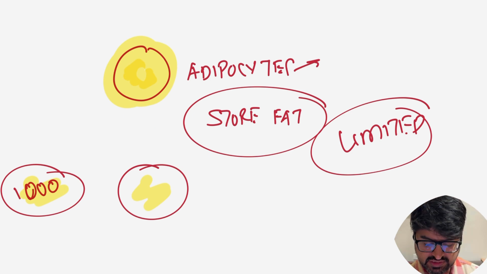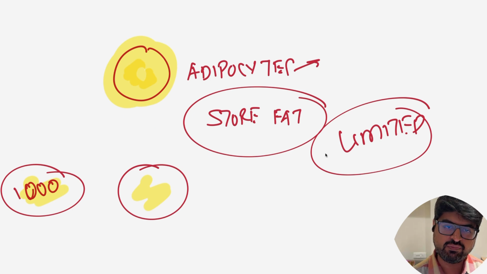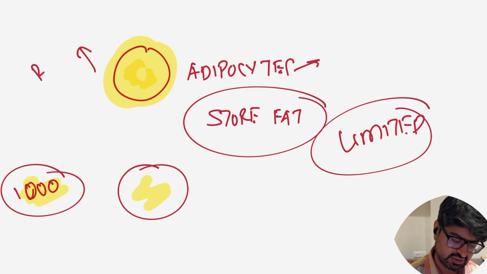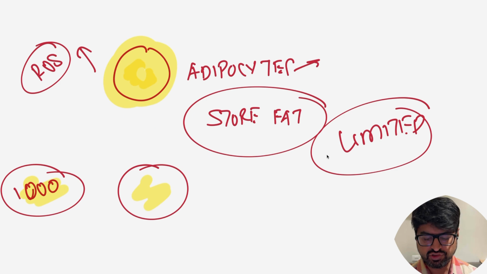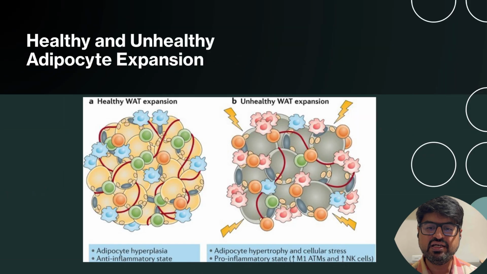And remember, these adipocytes are actually living cells. They have their own blood supply, and they produce their own hormones. When you put this cell under stress, it starts dying and releasing reactive oxygen species. It starts producing a lot of inflammation. This unhealthy adipocyte expansion means the blood supply of the adipocytes is not able to keep up with the amount of fat deposited, and because of that the adipocyte starts becoming unhealthy.